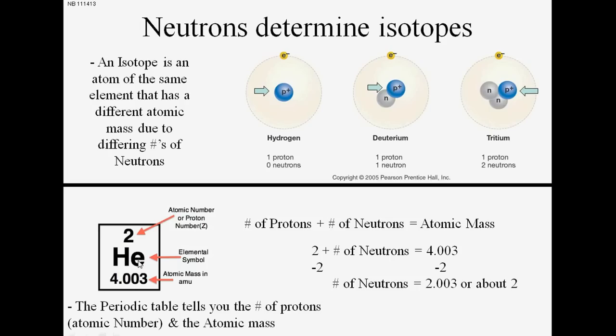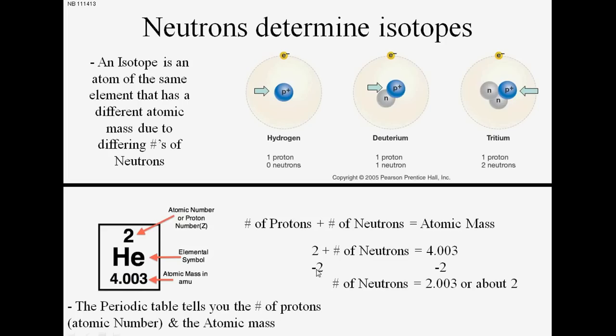Let's take helium for example. It is atomic number 2, so therefore it has 2 protons, and it has an atomic mass of 4.003. So doing some simple mathematics, you can know that the number of protons plus the number of neutrons equals the atomic mass. So let's just take helium for example. As I mentioned, it has 2 protons. We don't know the number of neutrons yet, but we do know that the atomic mass is 4.003.